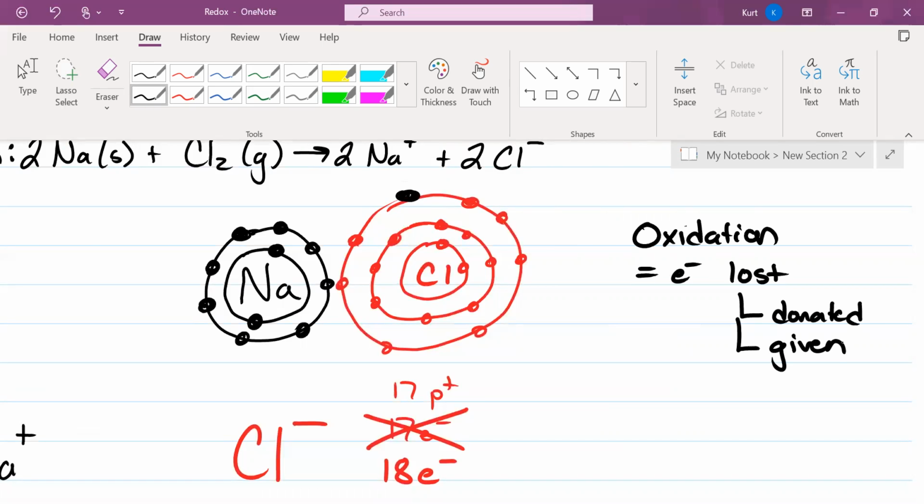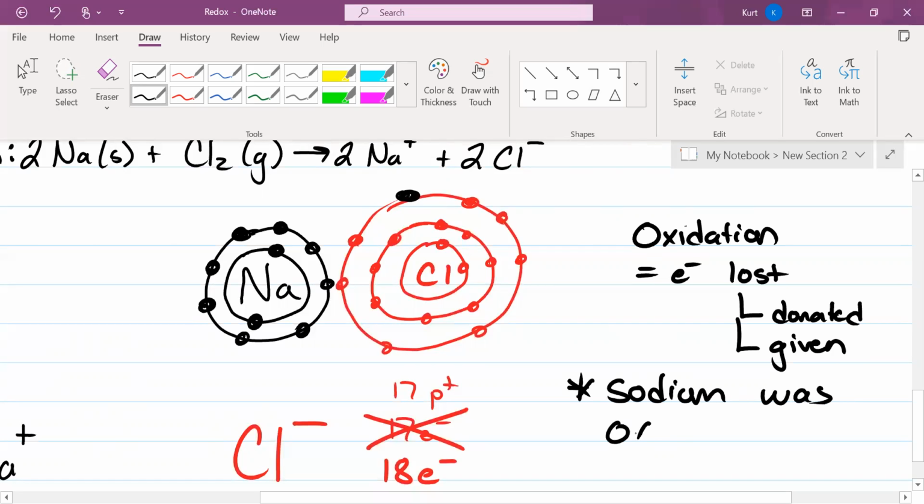Its electrons were donated. Its electrons were taken. However you want to phrase it, I don't care what verb you use. The point is, if sodium gave up an electron, it doesn't have it anymore. That's the point. So in this case, sodium was oxidized. It lost an electron.